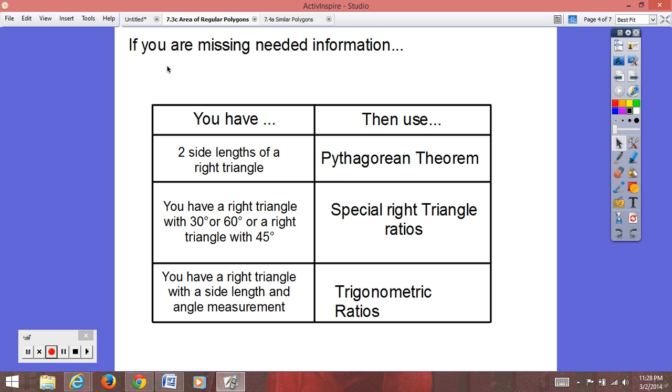If you are missing needed information, we can use information we've learned in past units. If you have two side lengths of a right triangle, you can use the Pythagorean theorem to find the third. If you have a right triangle with 30-degree, 60-degree angles, or a right triangle with a 45-degree angle, you can use your special right triangle ratios. And if you have a right triangle with a side length and an angle measurement, you can always use your trig ratios.